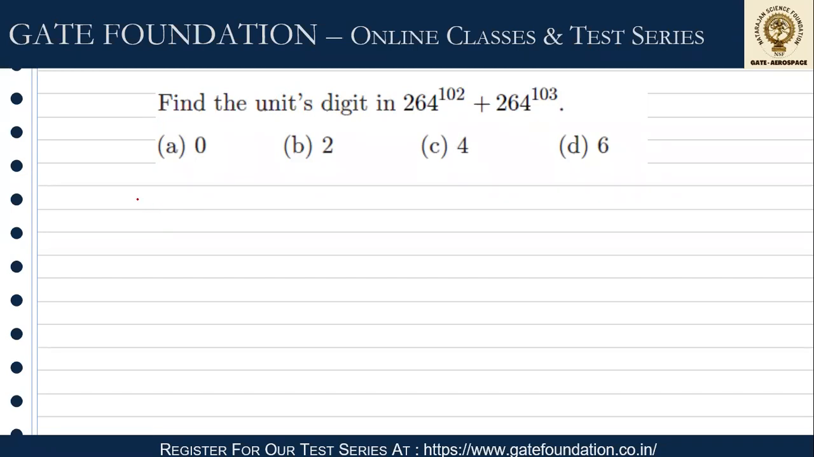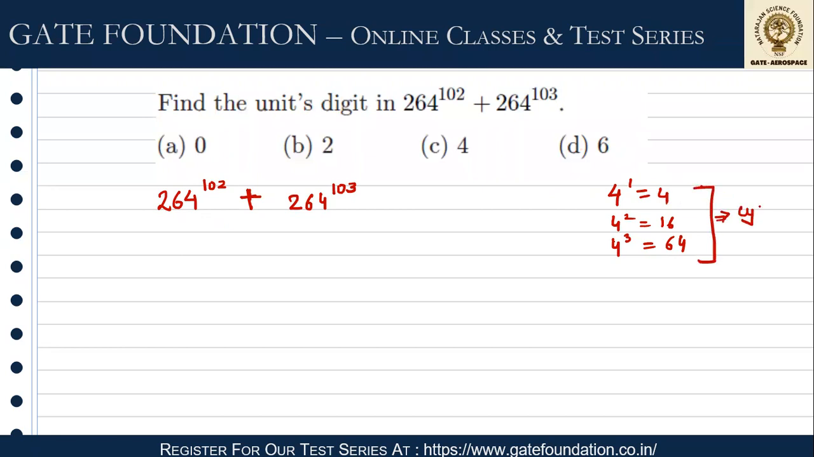Okay, let's see how we can solve this one. So you have 264 raised to the power 102 plus 264 raised to the power 103. Now you're not going to multiply it, obviously, you are not going to raise the power even. In this case, what you will do is look into the unit digits. So we know that 4 raised to power 1 is 4, 4 square is 16, and 4 cube is 64. So when we start with 4, after every 2 steps we'll again reach 4. So from the last class we have calculated that the cyclicity of 4 is 2.